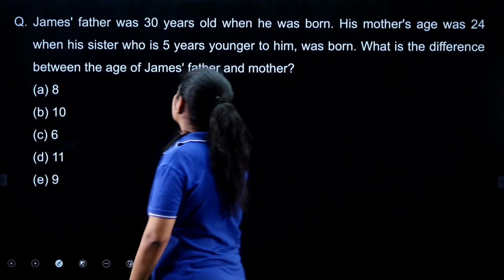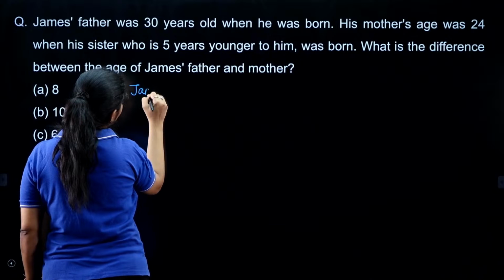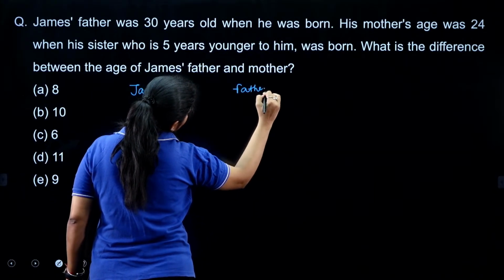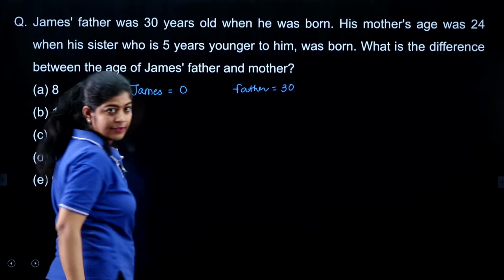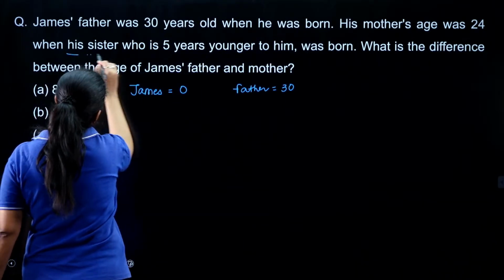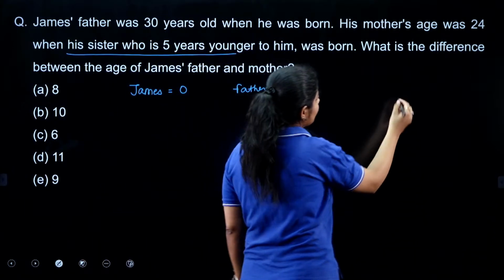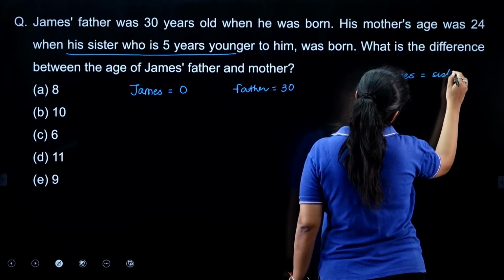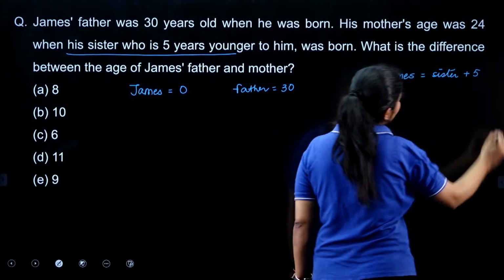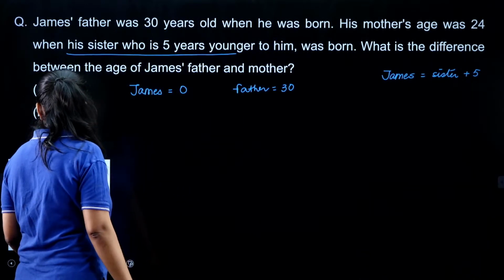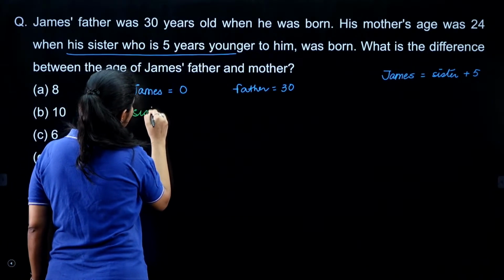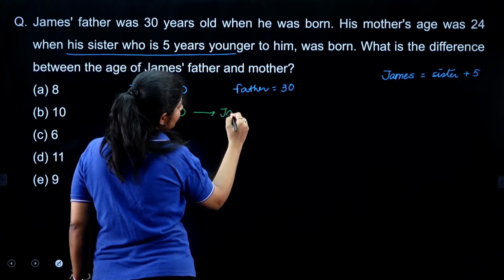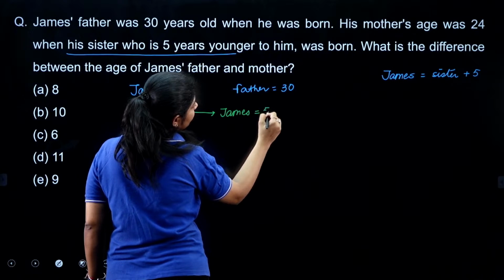Look, it is clearly given that when the age of James is 0, the age of the father is 30 years old, right? And the difference between James and his sister means James is sister plus 5, right? Now, with the help of this, we can say that when the sister is 0 years old, or just born, at that time the age of James is 5 years old.